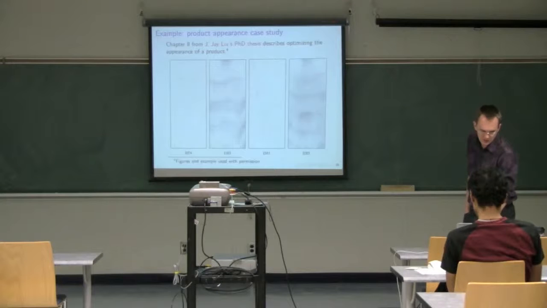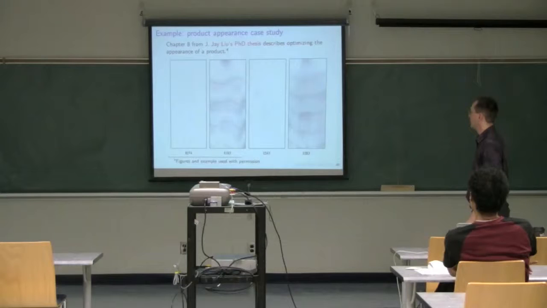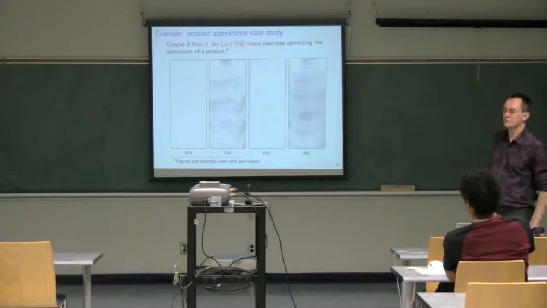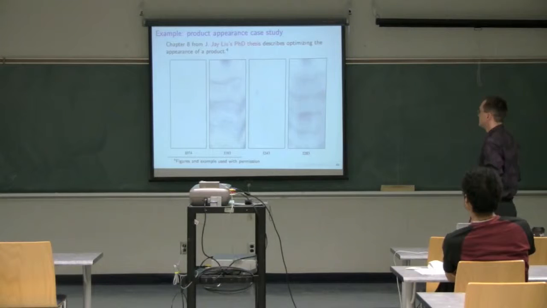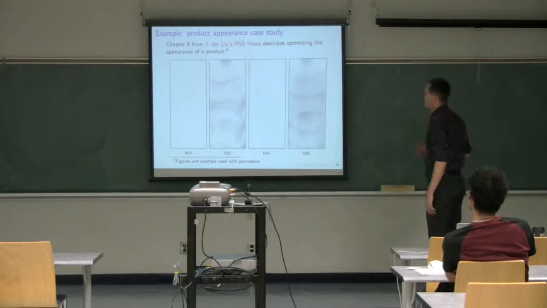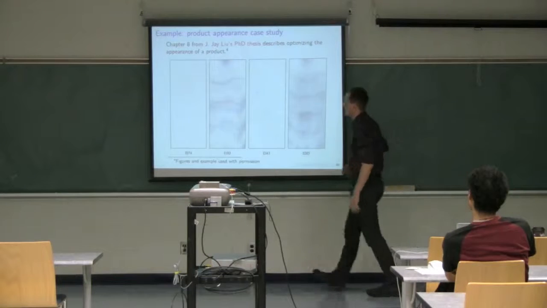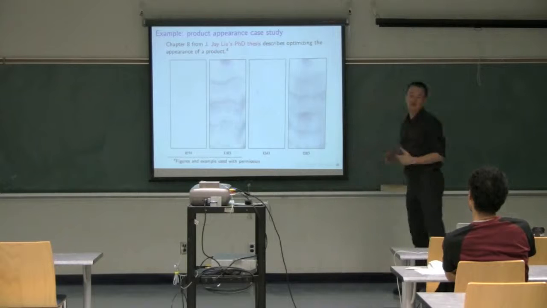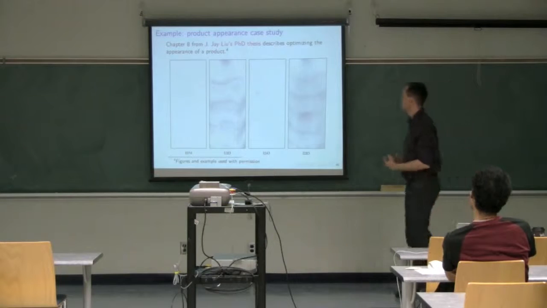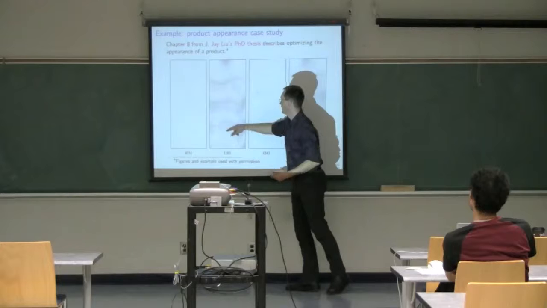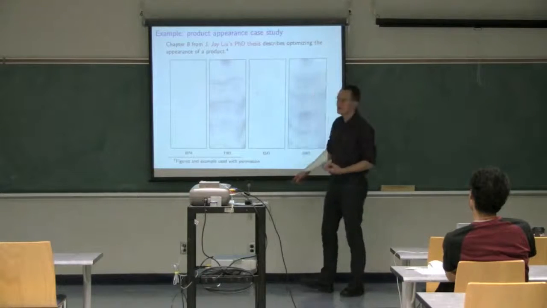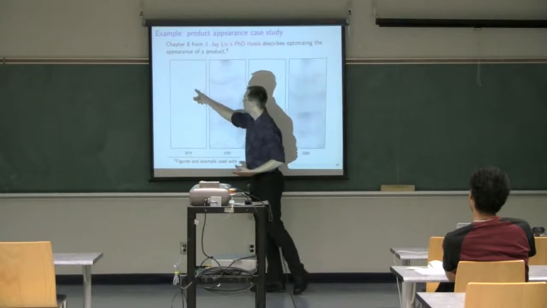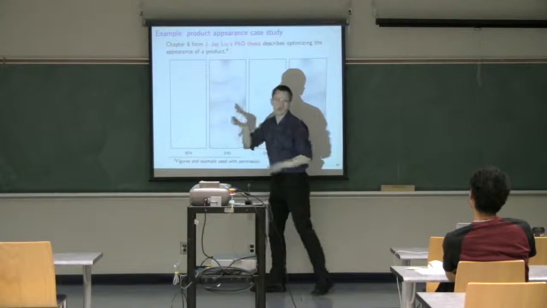Yeah, just one. This is another interesting case study I thought to include, from a visual perspective, trying to optimize the appearance of a product. So in his last chapter, Jay Liu's thesis describes a case study where panels are injection molded, and the company wants a particular appearance for these panels. Obviously, they don't want these sort of wavy lines. This is a defective panel. What they're hoping for are process conditions that get a panel that looks pretty uniform.